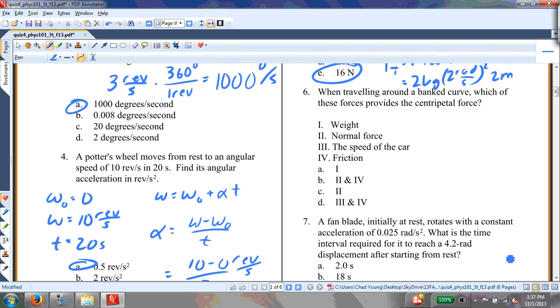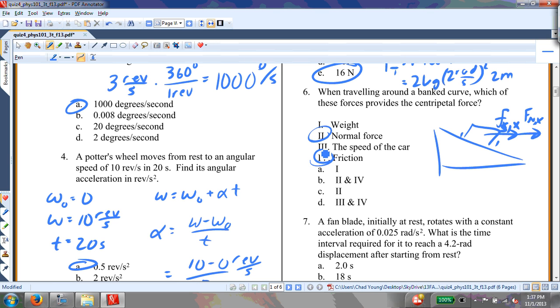When traveling around a banked curve, which of these forces provides a centripetal force? Alright, if I have a car traveling around a banked curve, the centripetal force is usually provided, if it's just on a flat surface, by the static friction. And in this case, I do have some component of the static friction, that's the x component, but I also have a component of the normal force, the x component of the normal force. Right, so it's going to be the normal force provides the centripetal force as well as the friction, so that is B for number 6.